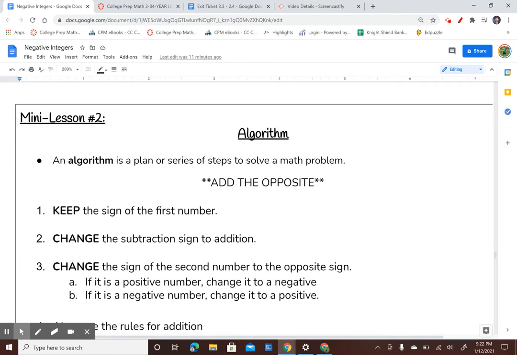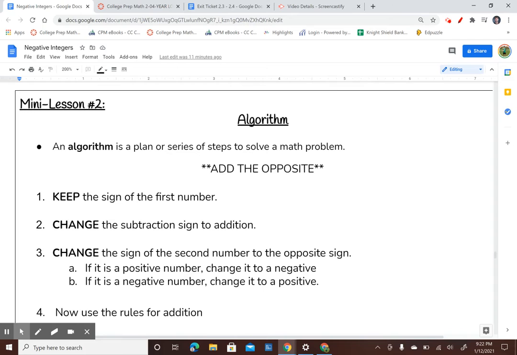All right, so here we are on page 15, mini lesson number 2, and here we're going to talk about the algorithm for subtracting negative and positive numbers. So we're going to do exactly what it says here and add the opposite. All right, and what that means is we are going to keep the sign of the first number.